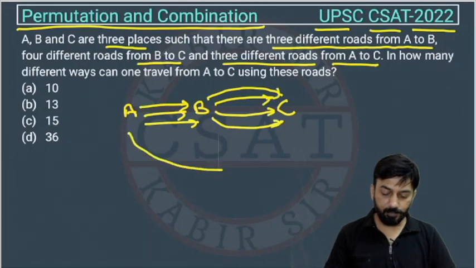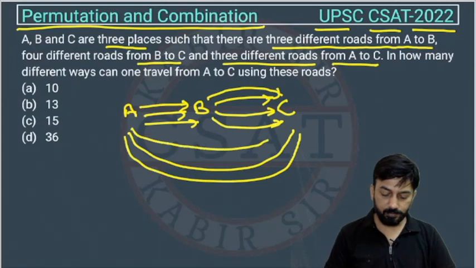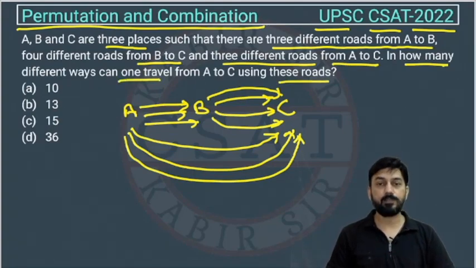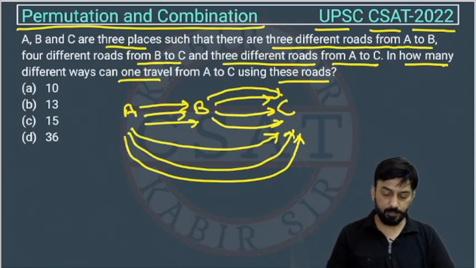and from A to C, how many roads are possible? 3. Right, in how many different ways can one travel from A to C using these roads? So हमें find out करना है कि in how many ways a person can move from A to C, right?